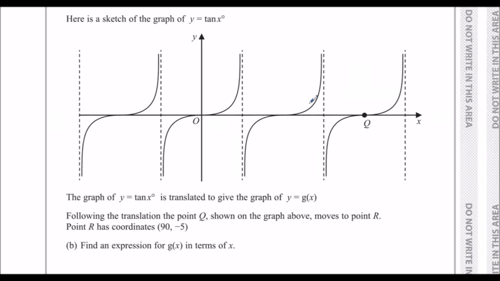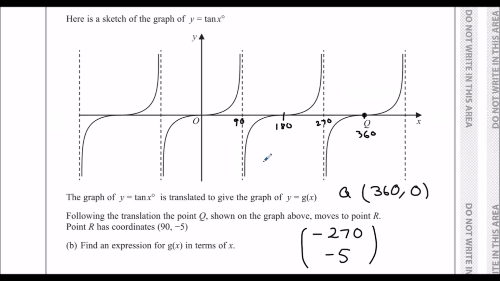So here's our graph of tan x. Let's work out the coordinates of Q. So it's 0, 90, 180. This asymptote's at 270. So Q is at 360. So the coordinates of Q are (360, 0). We want to get to (90, -5). So it goes back 270 in the x direction and down 5 in the y direction.